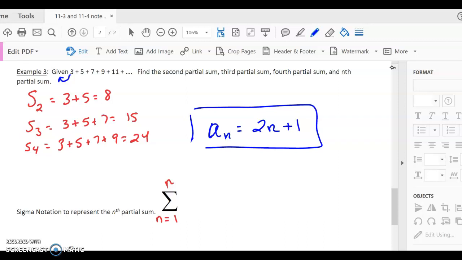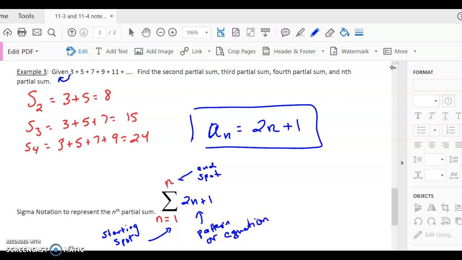Well, what that does is that allows us to put the 2n plus 1 here. So I want to make sure you understand this. This is the starting position, the starting spot. This will be the ending spot. This will be the pattern or equation of your sequence.